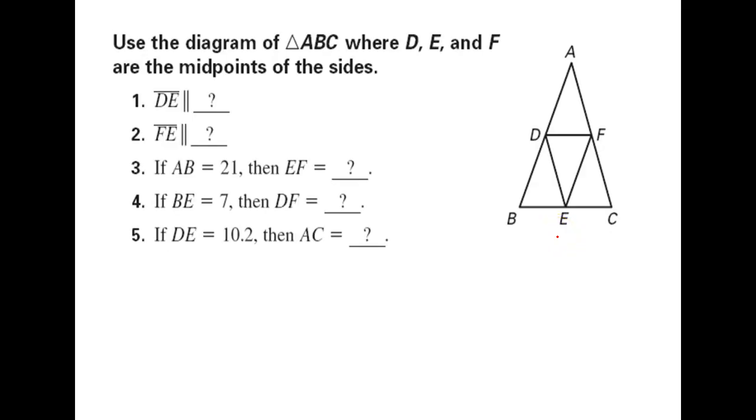So let's look at an example. We have a picture here where we're told that D, E, and F are all midpoints of the sides. So I have three different midsegments drawn here. So I know these are congruent, and these parts here are congruent. So the first question is DE, this side right here, is parallel to the side AC, the side that it doesn't touch. So we would say AC is the answer to that. FE, that's this side here, is then going to be parallel to this side, AB.